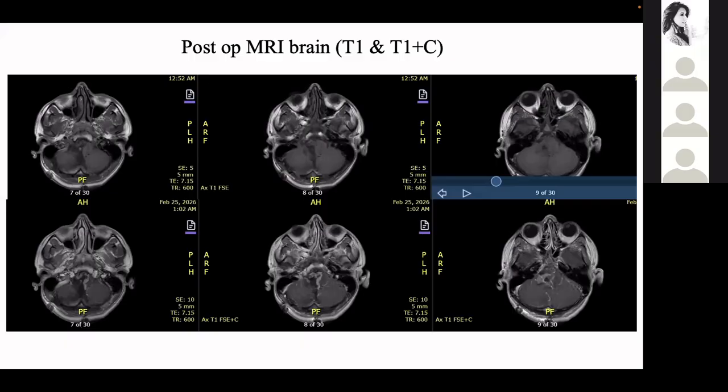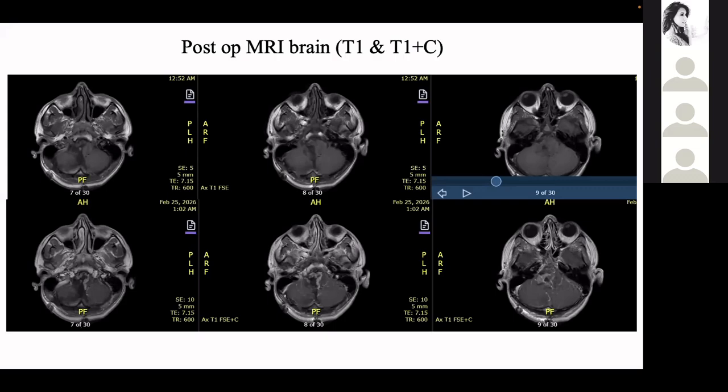So yes, there may be some element of post-operative change as well, but it looks like there is some residual. But I think this is a very difficult area. They have done a good resection. It was a big tumor. So I think we should go ahead with the radiation.